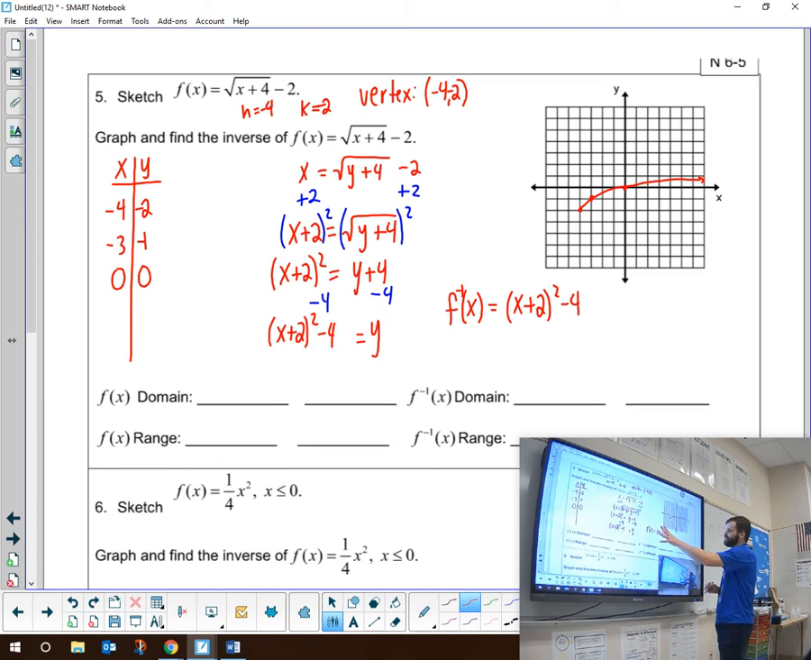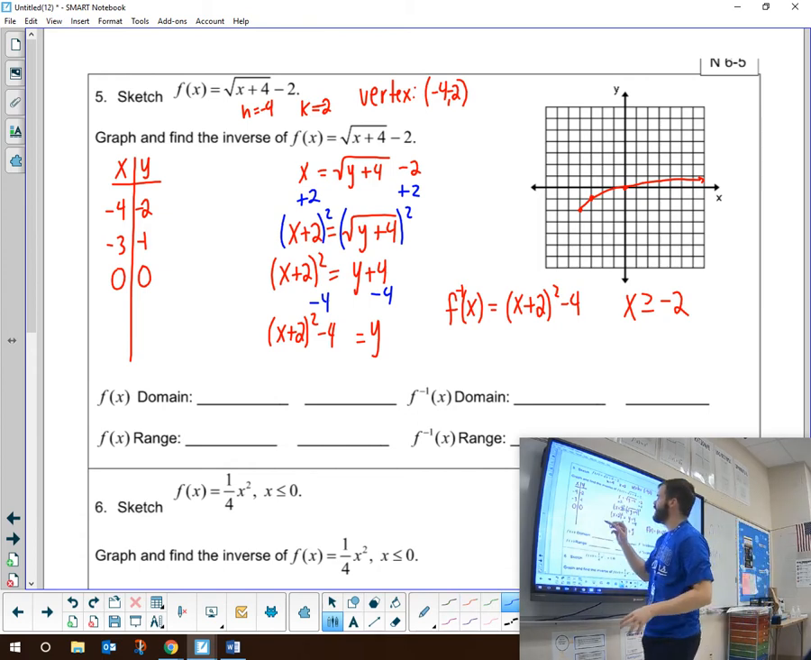So this is my inverse, and it's going to be the exact inverse, but we're going to have to put a stipulation on this. This is going to be the inverse when x is greater than or equal to my k up here, -2. Okay, and you'll see why that is in a second.